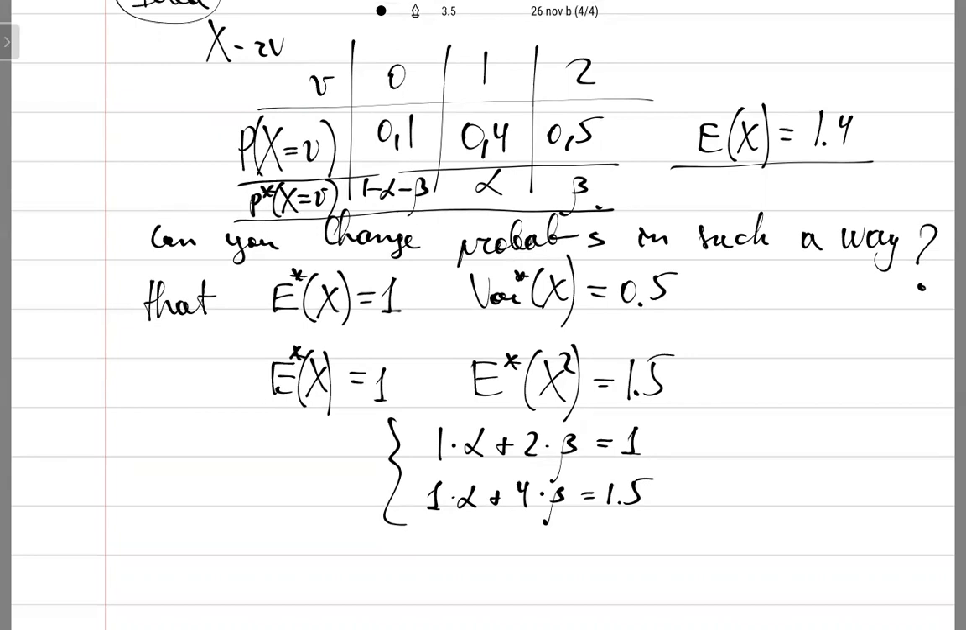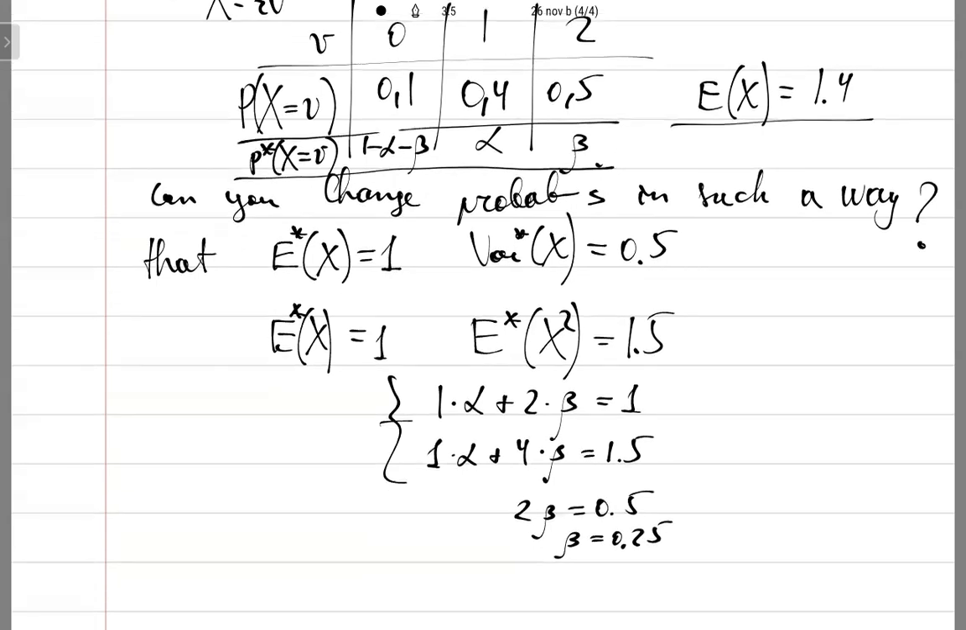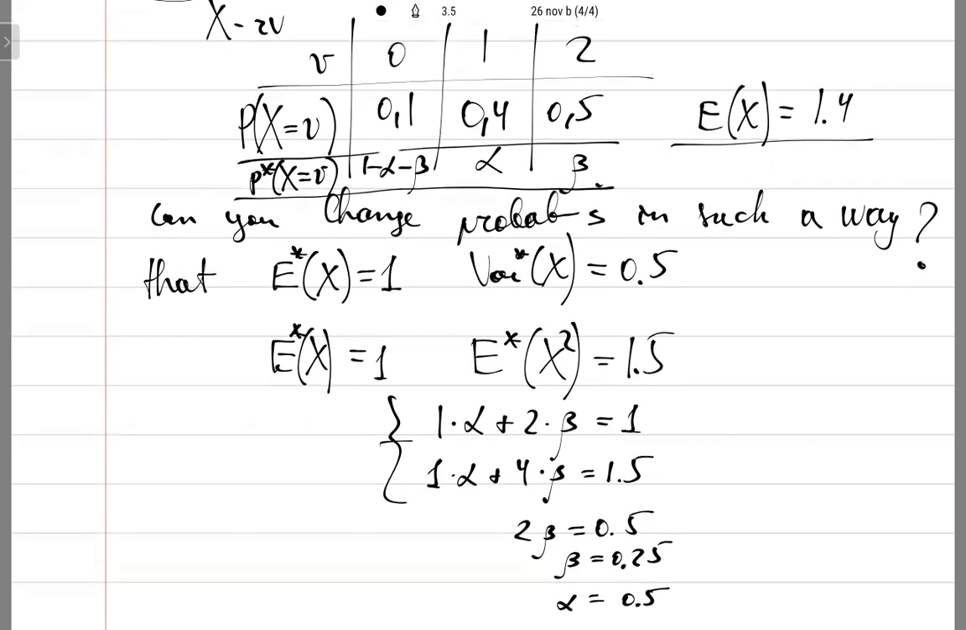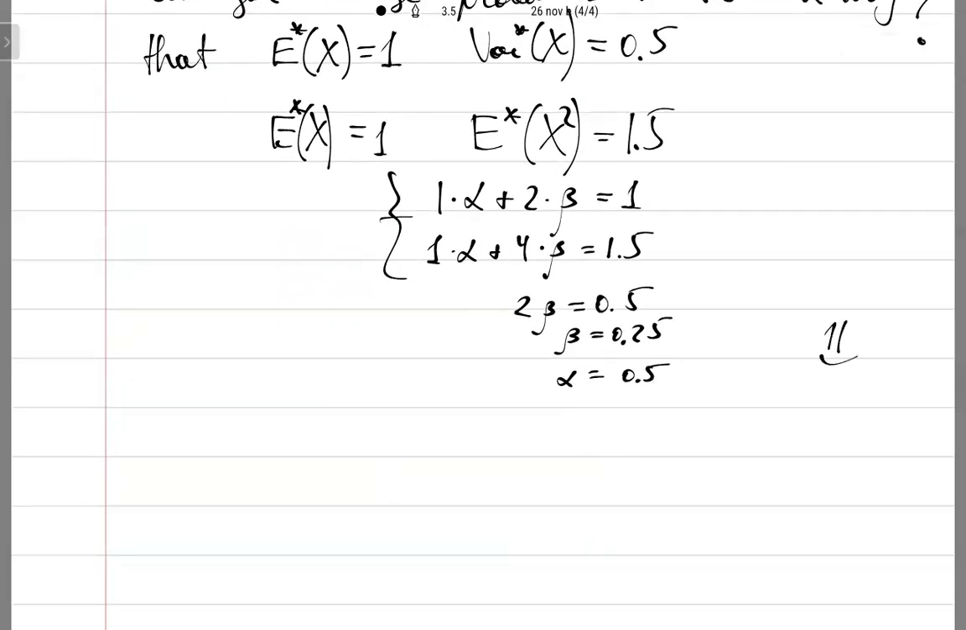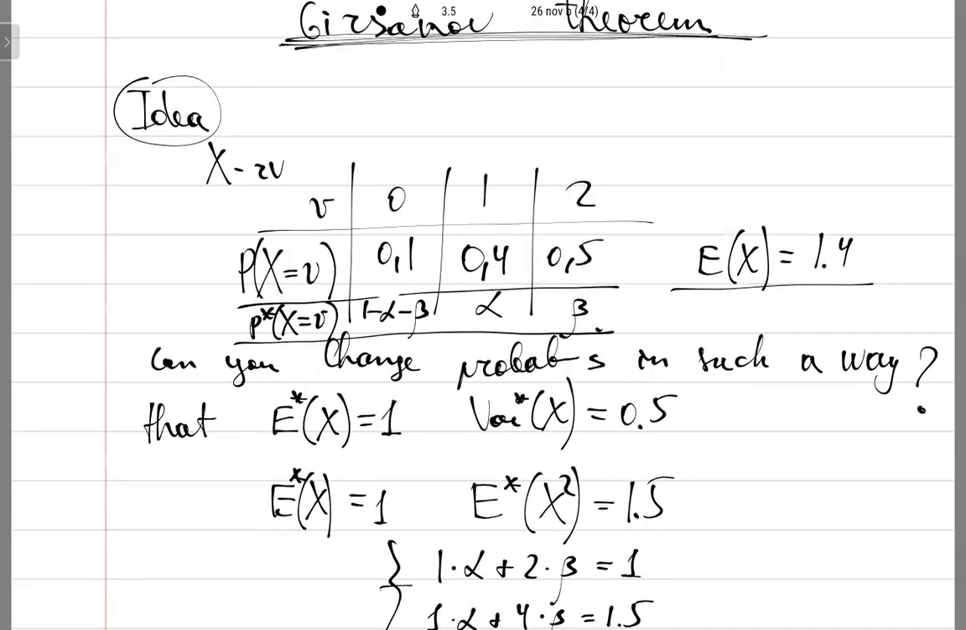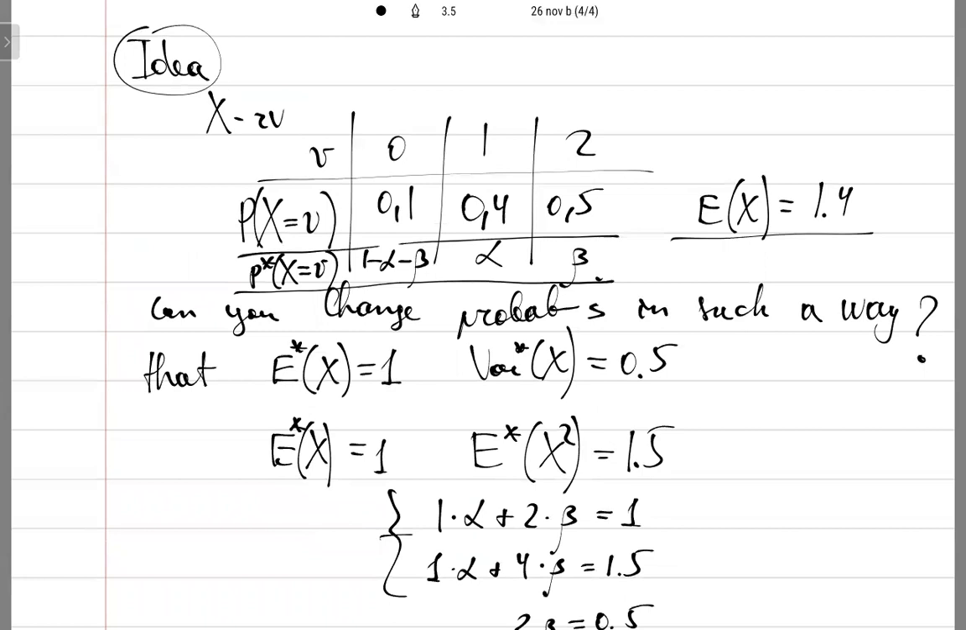Maybe you're right. I don't know. So let's subtract. We have 2 betas is 0.5. Beta is 0.25. It's okay, actually. And I think alpha is 0.5. I think everything is fine. Now, this was the idea of Girsanov theorem. So sometimes you can change probabilities to obtain desired expected value and desired variance.